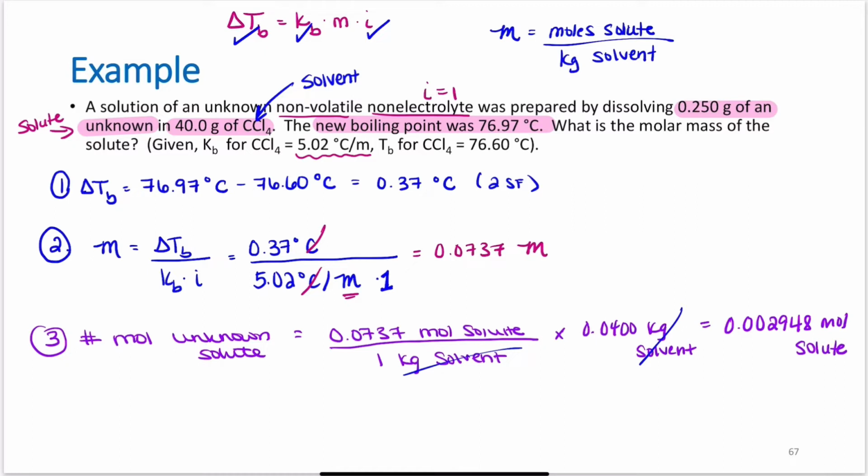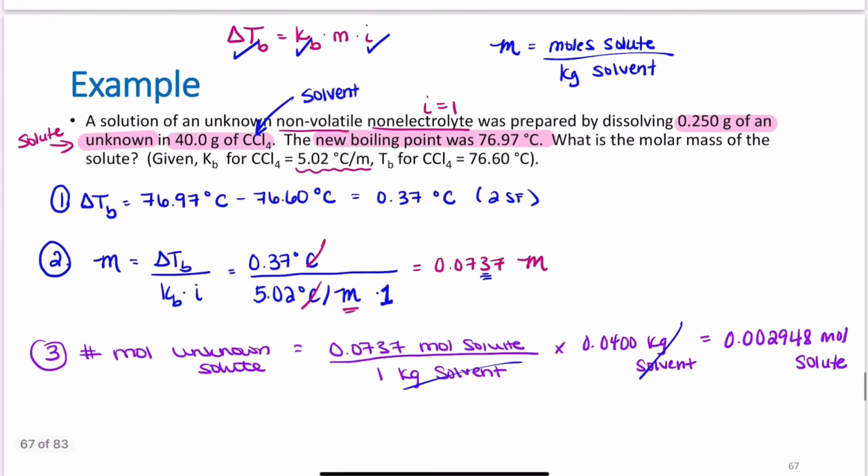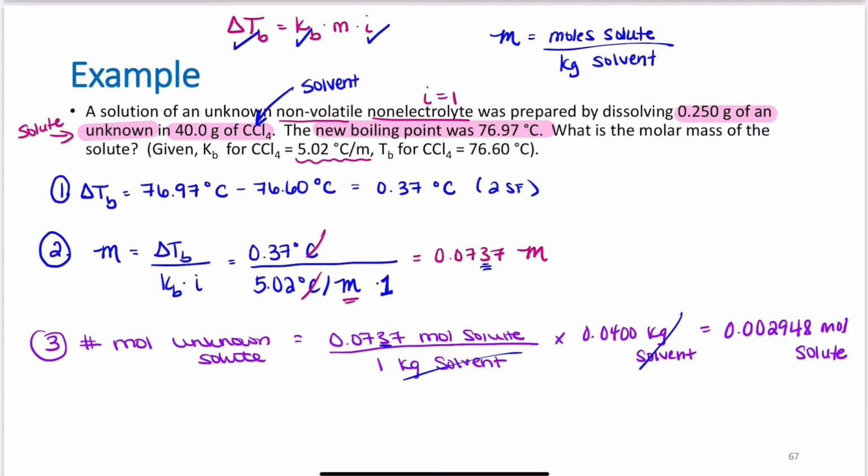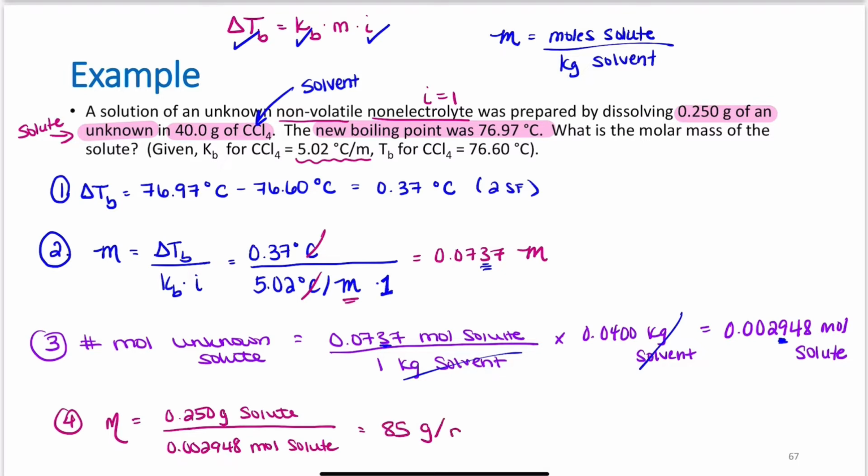Now, I did forget to underline my sig figs. So here I should have 2 sig figs, but I'm not going to round because I don't want to create round off error. Which means my sig figs are here and here. I now know my moles of solute. The question told me how many grams of solute I have, so I can quickly determine the molar mass. Got 0.250 grams of solute, 0.002948 moles of solute, and I calculate this out to be 85 grams per mole.